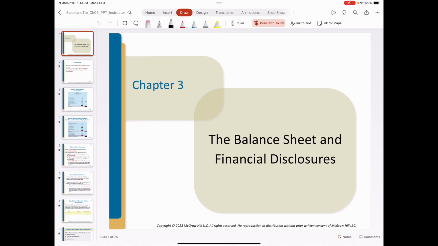Chapter 3, Balance Sheet and Financial Disclosures. In this chapter, I will introduce the balance sheet in detail: the components, elements, and accounts reported in the balance sheet, and how we use balance sheet information to analyze a company's financial performance.